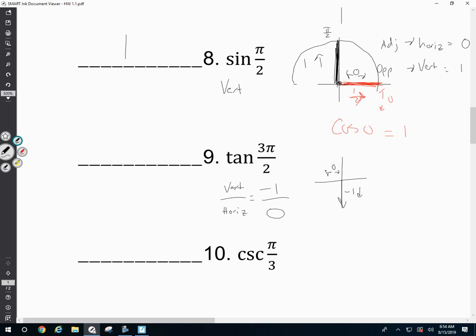that would be tangent, opposite over adjacent. Negative 1 over 0, that is undefined. You are not allowed to divide by 0. So there is no tangent of 3 pi over 2. It does not exist.